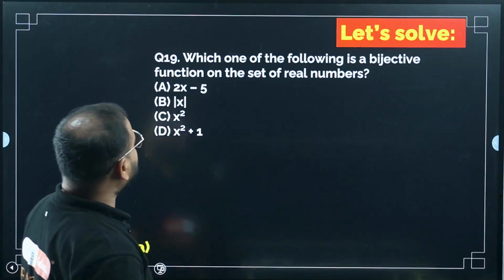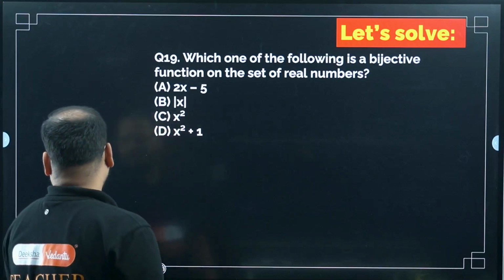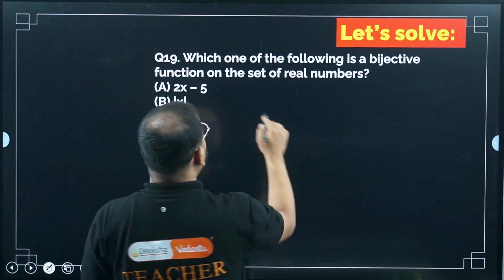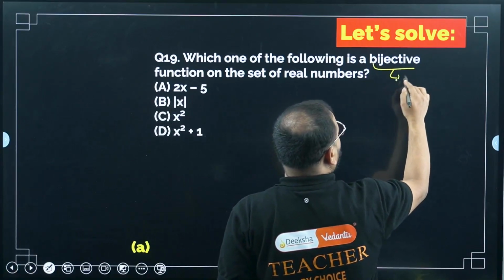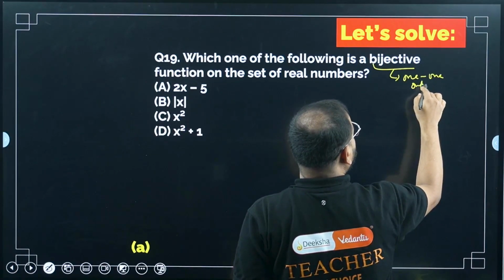Which of the following is a bijective function on the set of real numbers? Alright. Know the graphs. Bijective means what? One-one and onto.